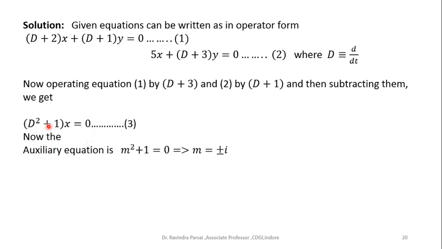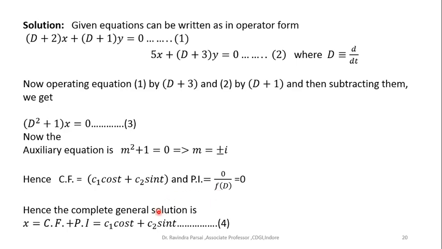Now this is a differential equation of higher order with constant coefficients. How can you find its auxiliary equation here? m square plus 1 equal to 0, that is, roots are m equal to plus minus i, that is imaginary roots. Then we know how to write CF for imaginary roots: CF equal to c1 cos of t plus c2 sin of t, and the particular integral is 0 because the right hand side of this equation is 0. So you get the complete solution, the value of one dependent variable, x equal to CF plus PI, that is c1 cos of t plus c2 sin of t.